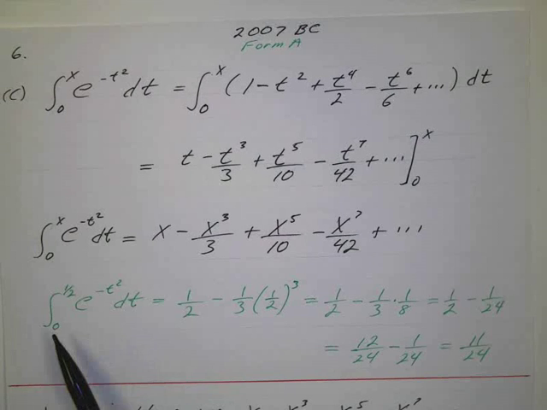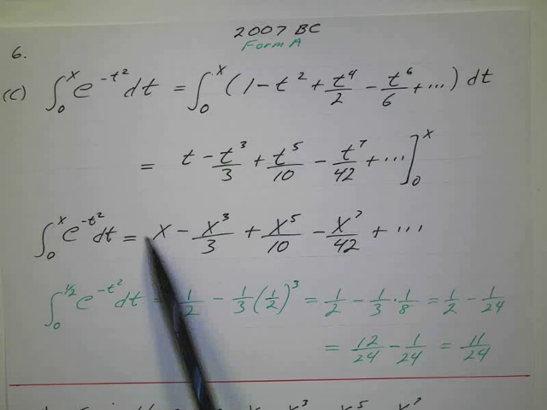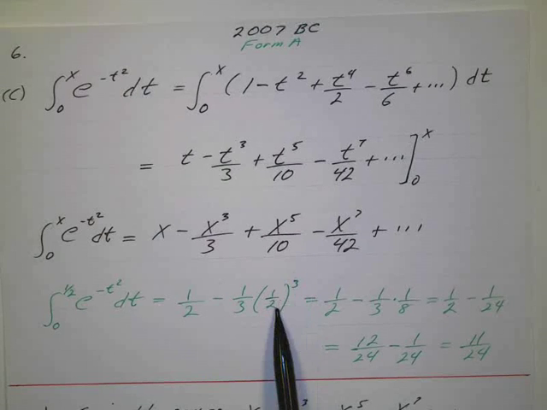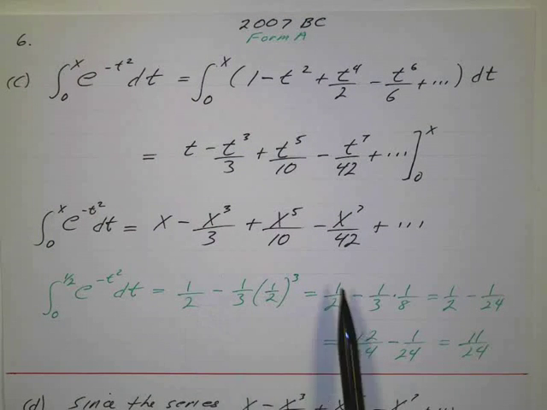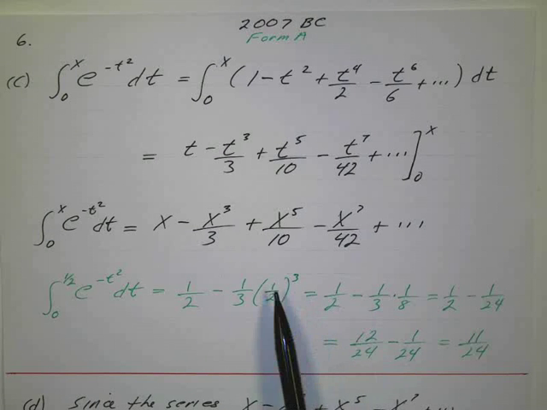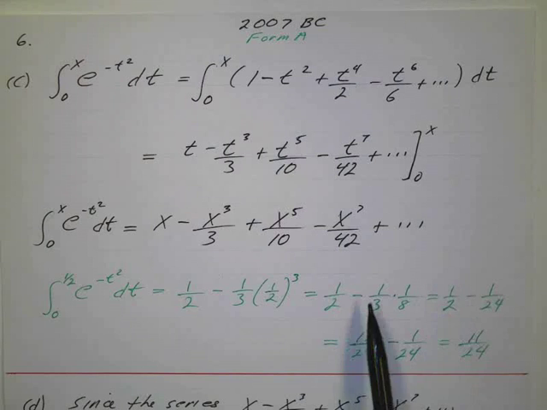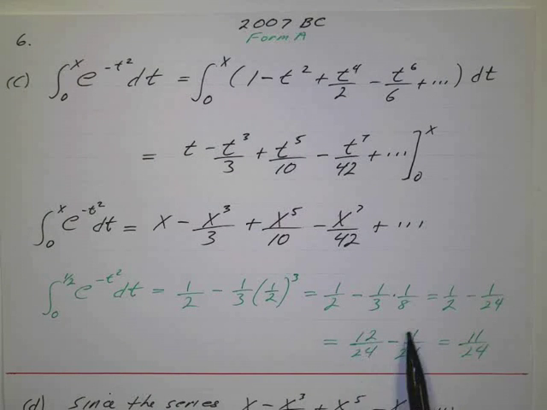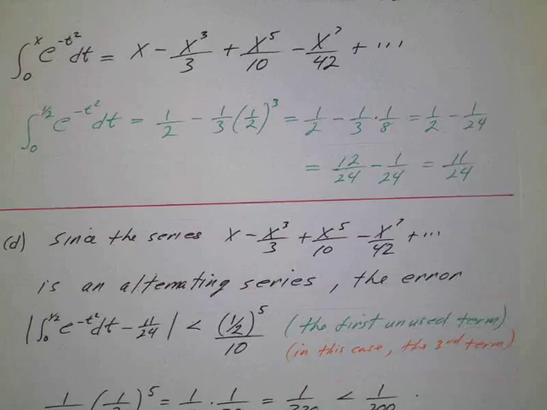All right, then they want us to use the first 2 terms to estimate the integral from 0 to 1/2. So that's just going to be 1/2, and then minus 1/3 times x cubed, because I'm going to have 1/2 cubed, so I have another fraction. That was just to make it tidy. And that's going to be 1/2 minus 1/3 times 1/8. So that's going to be 1/2 minus 1 over 24. And 1/2 is 12 over 24 minus 1 over 24 is 11 over 24. So that was your approximation.